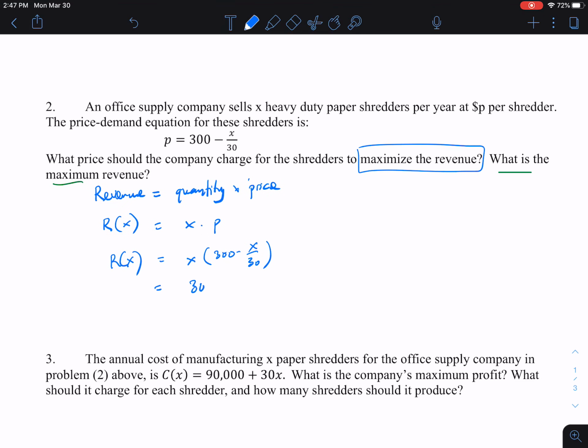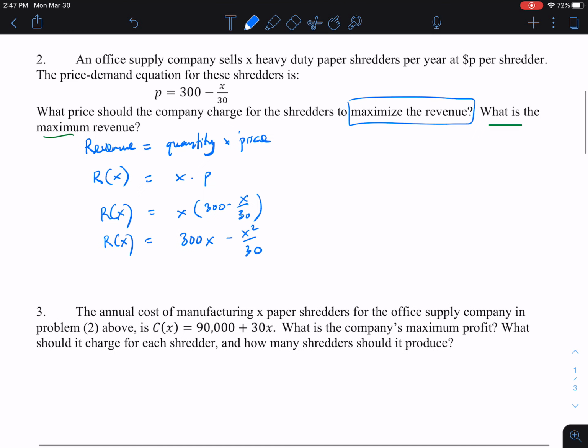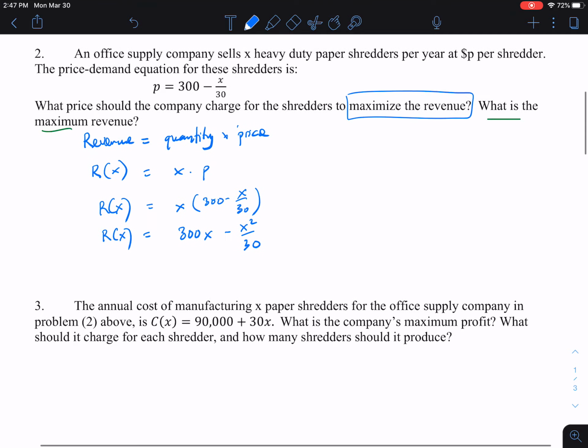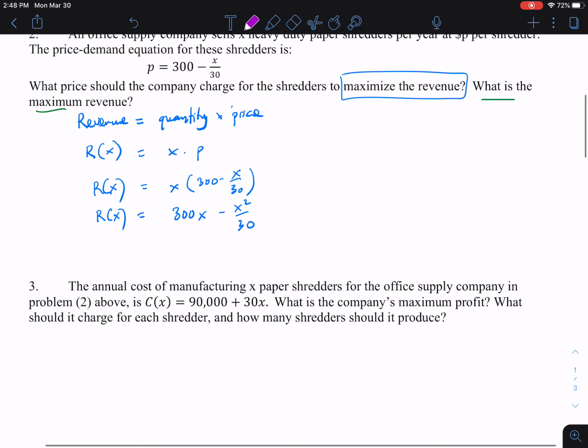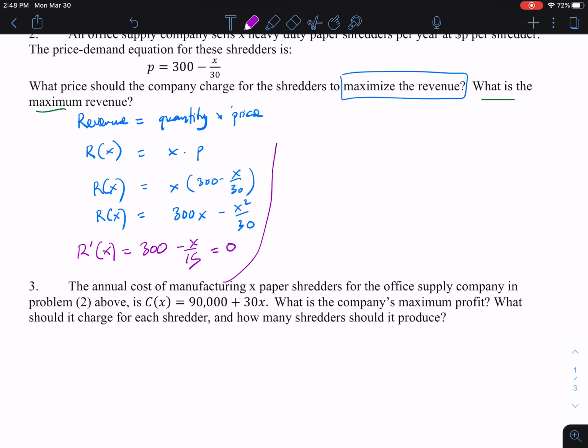So that becomes 300x minus x squared over 30. If the revenue function is 300x minus x squared over 30, we're supposed to figure out what value of x yields the maximum revenue. If we find x, we can backtrack to find p, because p is 300 minus x over 30. In other words, we're looking for the critical value that yields the maximum revenue. To do that, we need to find the critical value using the first derivative, R prime of x equals 300 minus x over 15. We want to set this equal to 0 and solve for that critical value.